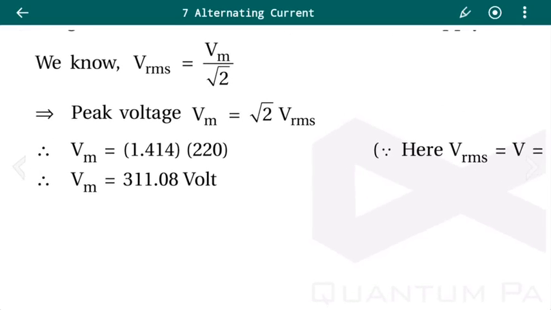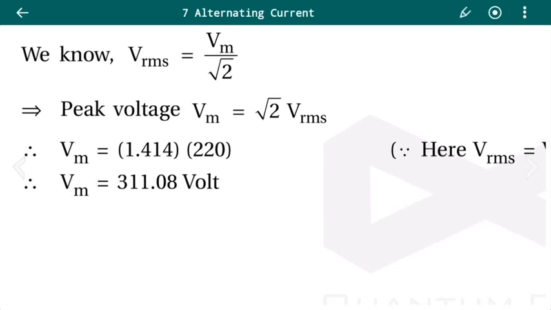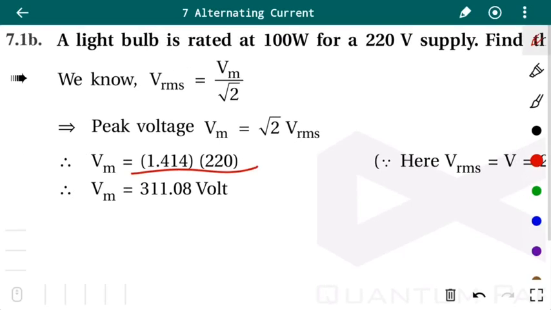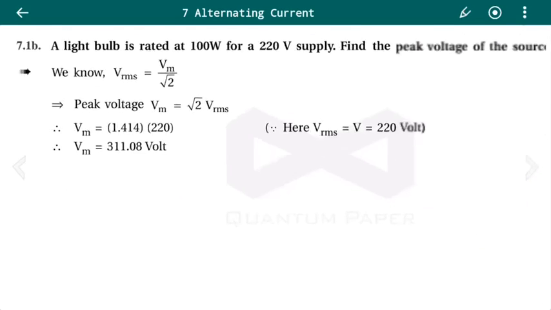Now put the values. Vm equals, here root 2 is 1.414, and the VRMS value is 220 volt. When you multiply these values, we get 311.08 volt. So the peak voltage is equal to 311.08 volt. So students, you may copy down this.